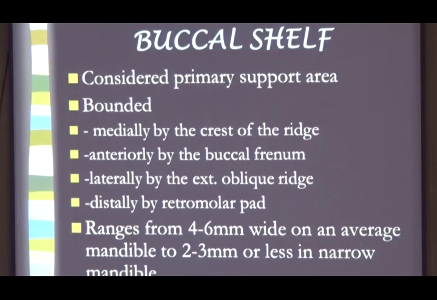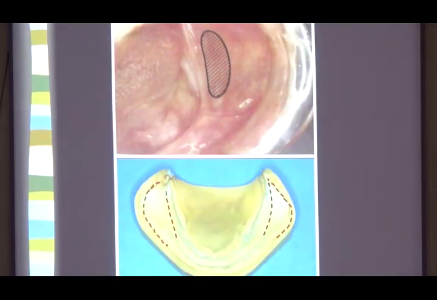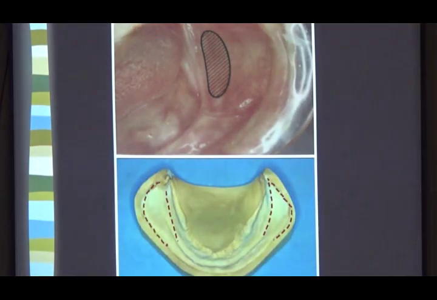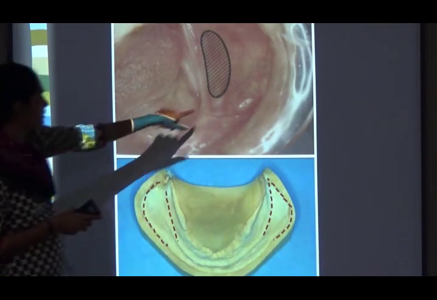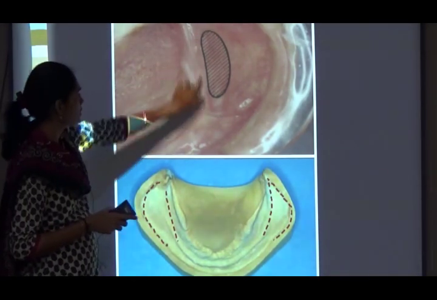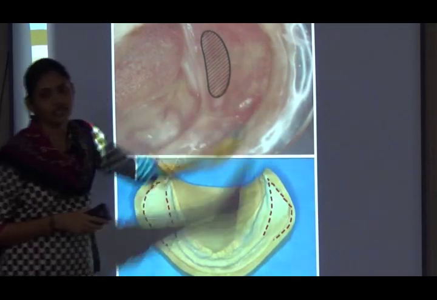So buccal shelf is the primary support area. It is bounded medially by the crest of the ridge, anteriorly by the buccal frenum, laterally by the external oblique ridge, and distally by the retromolar pad. The width ranges from 4 to 6 millimeters. It can be narrow also, 2 to 3 millimeters. So whatever area is available there should be recorded in your primary impression, so that you get support from that area. That is the area of buccal shelf, starting from the buccal frenum, retromolar pad, crest of the alveolar ridge, up to the external oblique ridge.